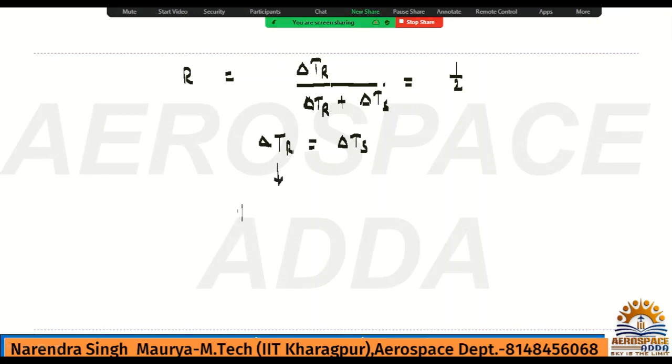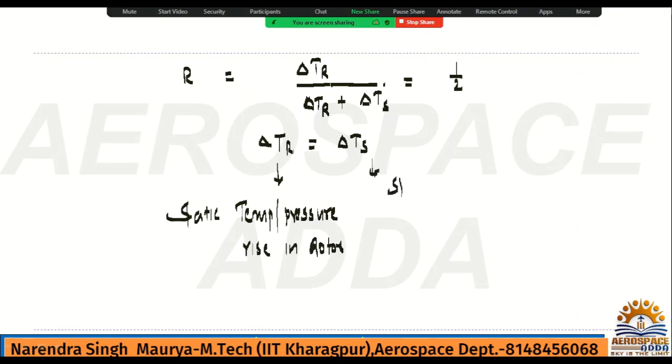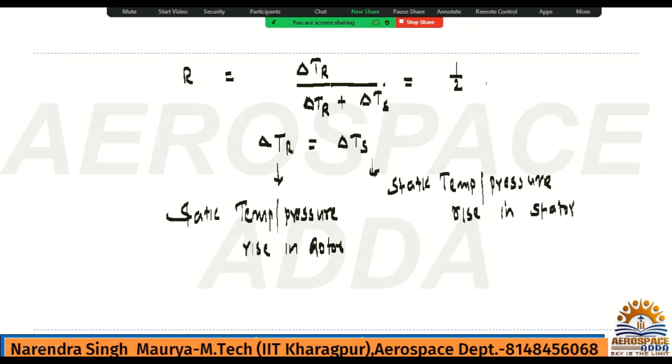What is the meaning of it? Remember it, static temperature or pressure rise in rotor and static temperature or pressure rise in stator. If these two values are the same, then only it will be 1 by 2. Yes or no? It's simple only. If both values are same, then delta TR is equal to delta TS. So you can write delta TR by delta TR plus delta TR. Delta TR common in numerator and denominator, cut, 1 upon 1 plus 1, 1 by 2. So this is the only reason.